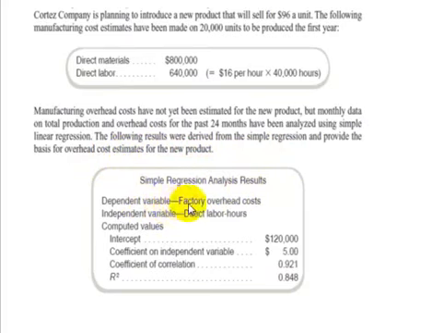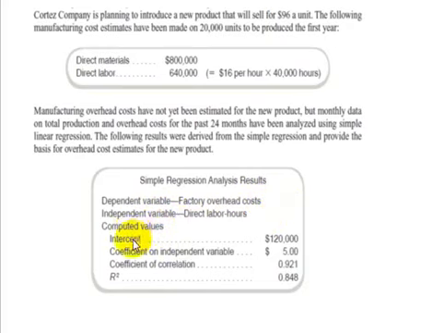Dependent variable: factory overhead costs. The dependent variable represents the total factory overhead cost. The independent variable represents direct labor hours. For the dependent variable we use the term Y. For the independent variable we use the term X.